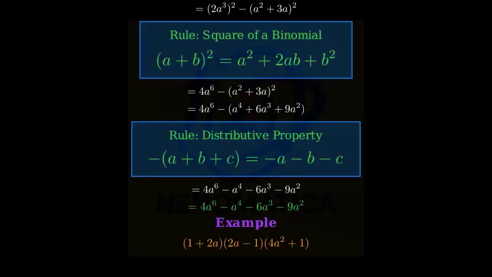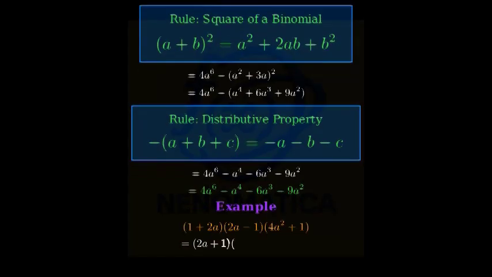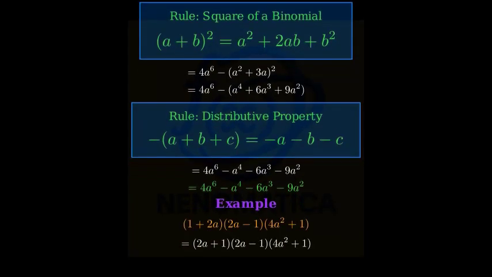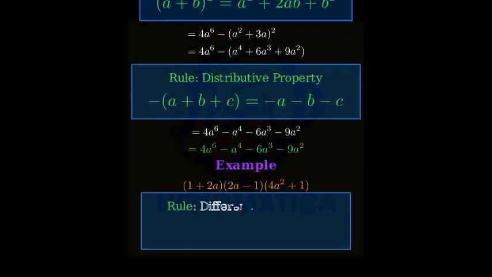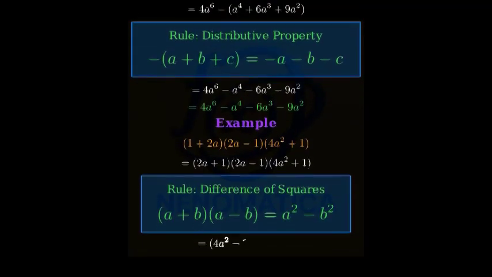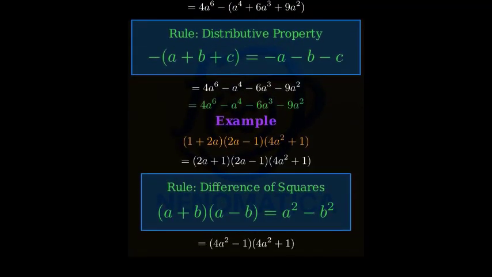For this example, I notice that the first two factors have a special form. If we rewrite 1 + 2a as 2a + 1, we can see that these two factors are in the form of (a + 1)(a − 1). Now we can apply the difference of squares formula to the first two factors. The product of 2a + 1 and 2a − 1 equals 4a² − 1.